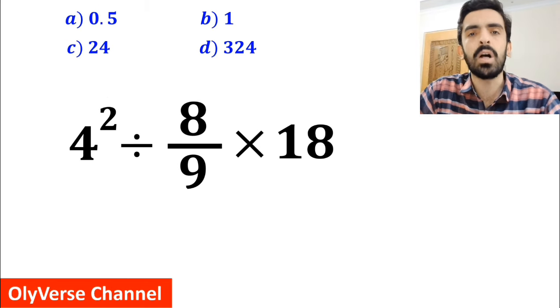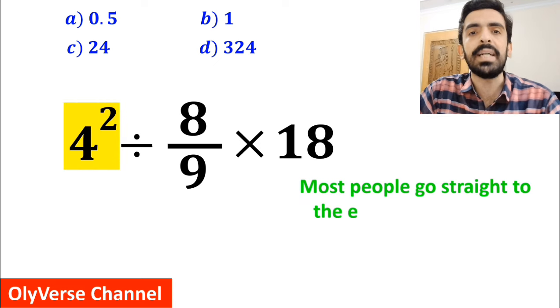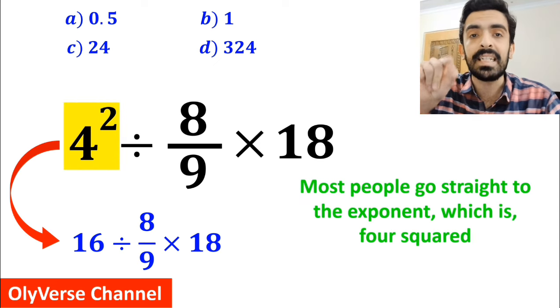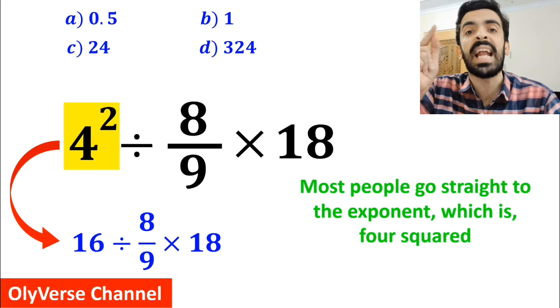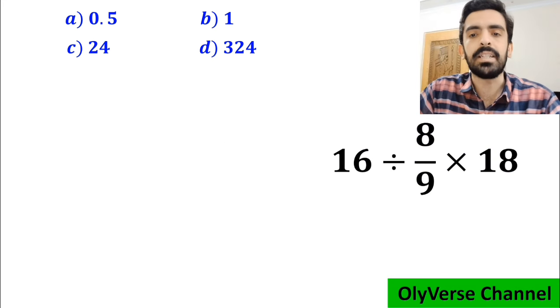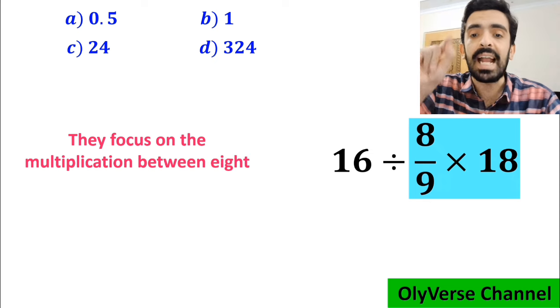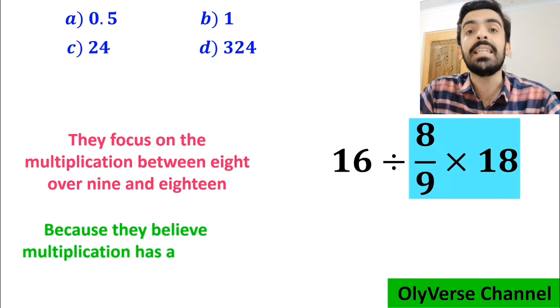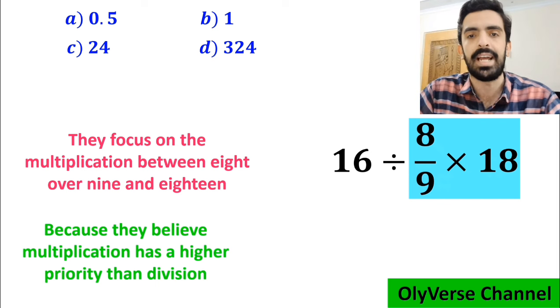And the first step to solve this question, most people go straight to the exponent, which is 4 squared, and write this expression as 16 divided by 8 over 9 multiplied by 18. And in the next step, they focus on the multiplication between 8 over 9 and 18 because they believe multiplication has a higher priority than division.